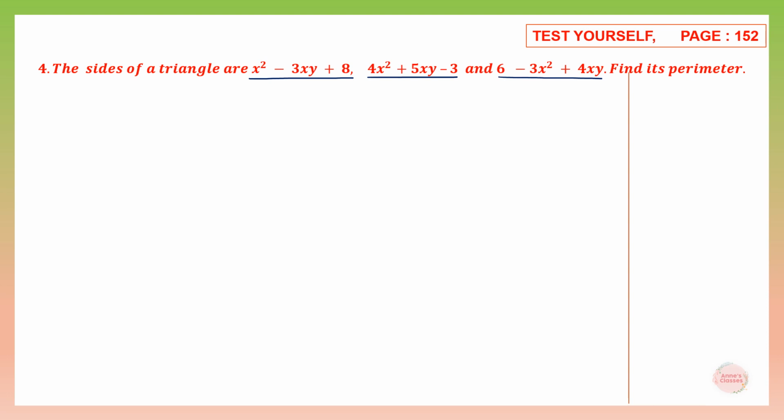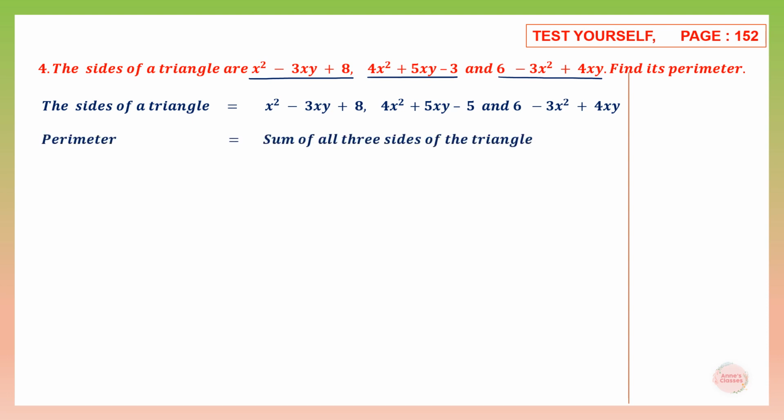We just have to add up all these sides because the length of all sides of any figure gives us its perimeter. So here the sides of a triangle are given to us and the perimeter is the sum of all three sides. That means we have to add up all three sides. So let's do that. The first side is this one here. Let's write that first.